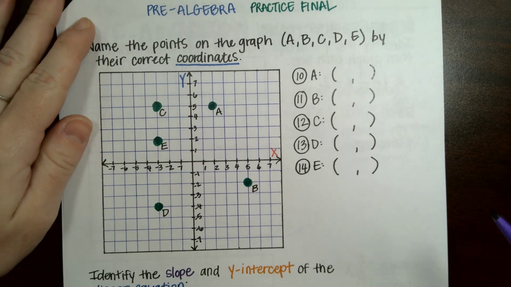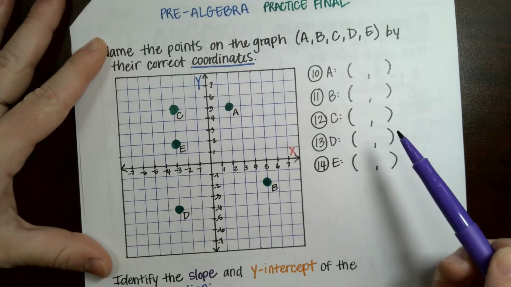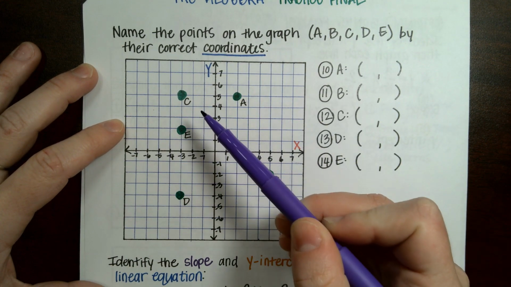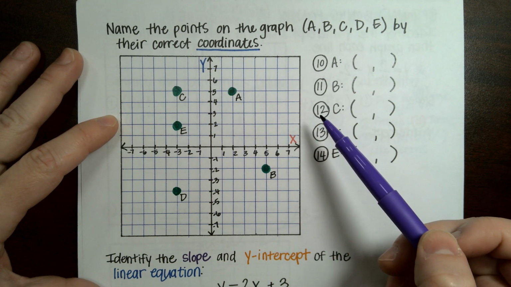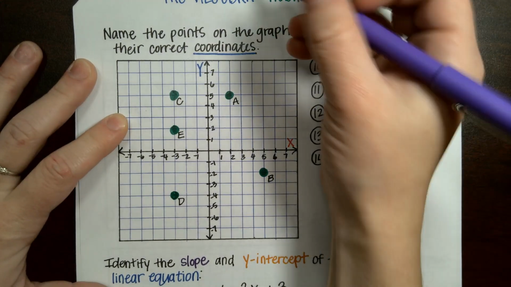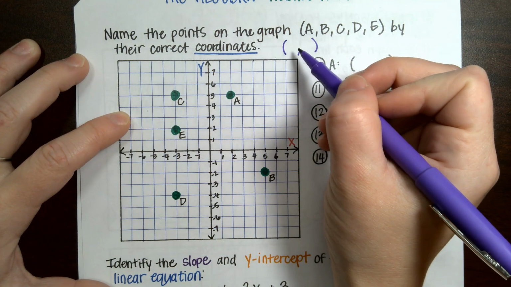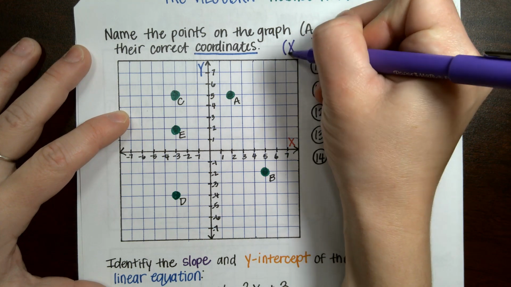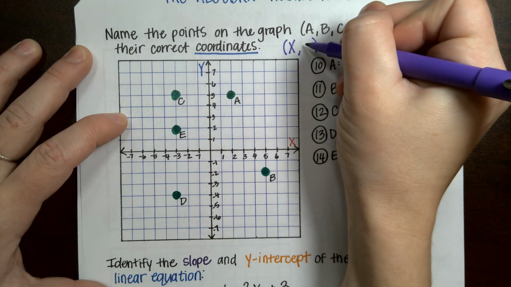Okay, so on page 3, we have a graph here with a couple of coordinates. I have points A, B, C, D, and E, and I want you to name them with their correct coordinates. So before we do this, let's remind ourselves, in a coordinate, what comes first, the x value or the y value? The x. So I would write this as a key for yourself. X comes first, and so that means what comes next?